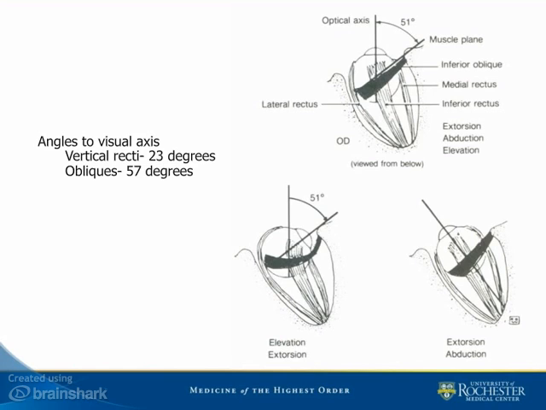If the globe were able to rotate into adduction 51 degrees, in the bottom left picture here, the inferior oblique would act as a primary elevator, or pure elevator, whereas if it's abducted slightly, 39 degrees, it's going to act as a pure torter. And you can review this at your leisure.